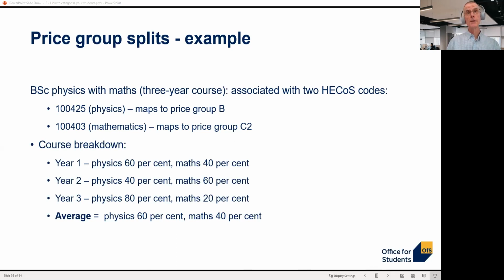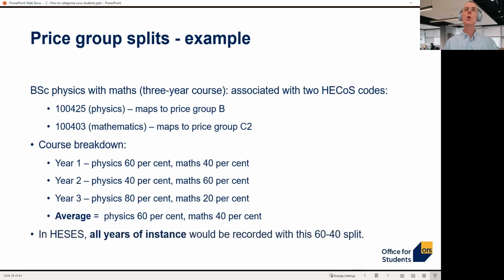And hopefully the maths that is being taught there helps people work out that the average over the 3 years is 60% physics and 40% maths. So in HESES, for all the years of instance involved here, you'd use the 60-40 split because it applies over the entire length of the course. All years of instance will be recorded with that split, first, second, or third. Okay, so I think we've had a good look at price groups now.